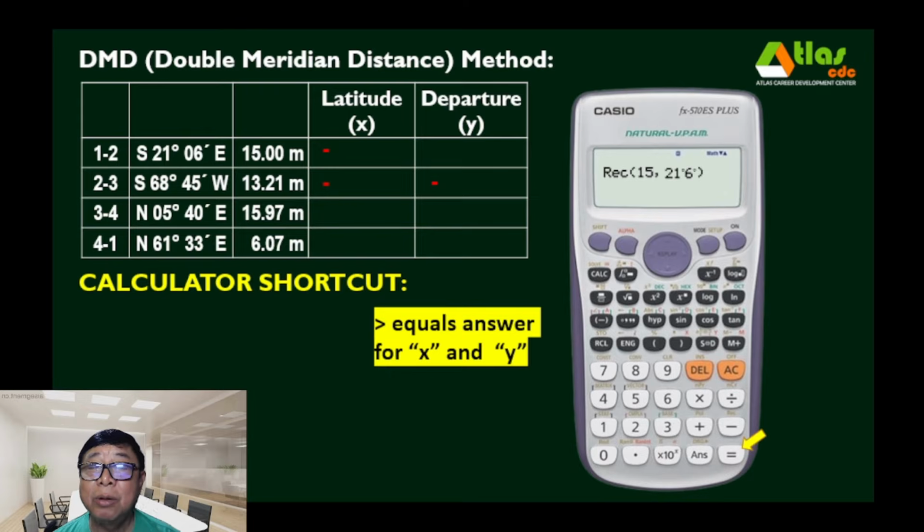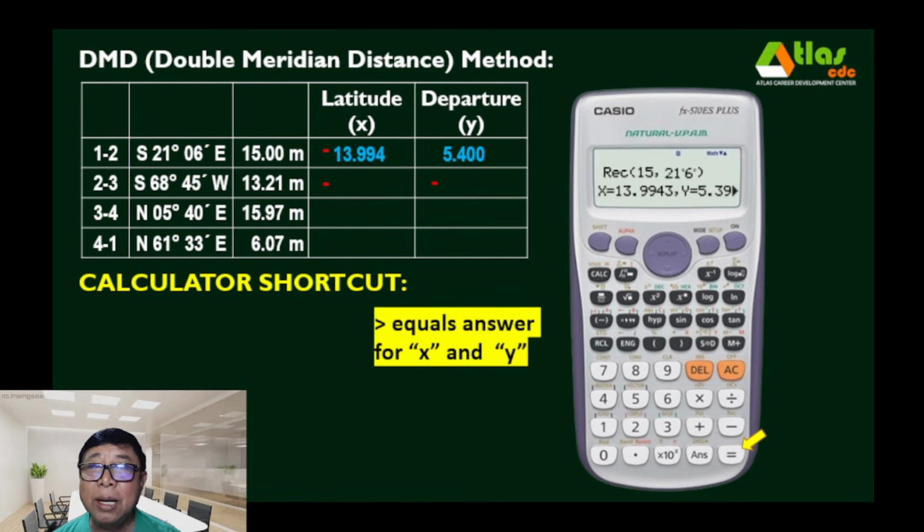And once you do that, the next thing that you will see in your calculator screen will be the values for the X and the Y. So you have 13.994 and 5.3999. So you can now input those in your table.